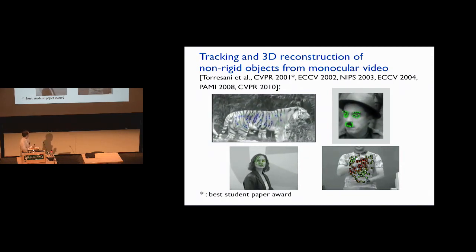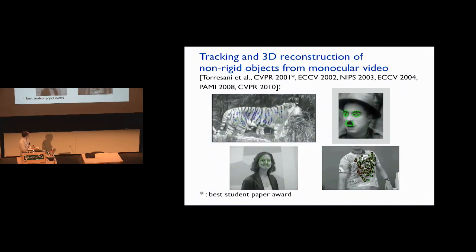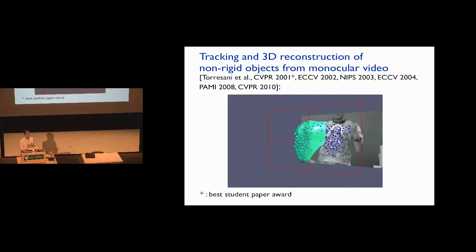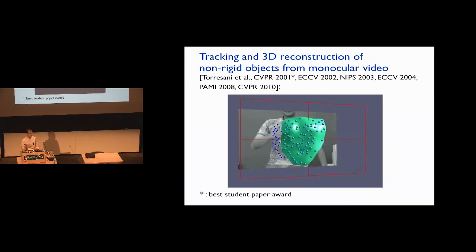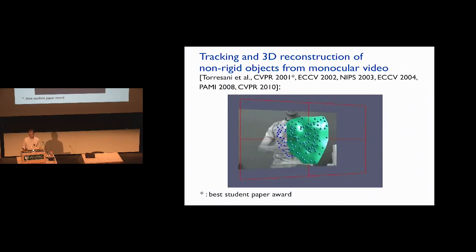And the unique property of our approach is that it solves for the 2D tracking of features in the video, but at the same time it's simultaneously learning a deformable 3D model of the object that best explains the 2D observation. So it's effectively doing 2D tracking and 3D modeling jointly.